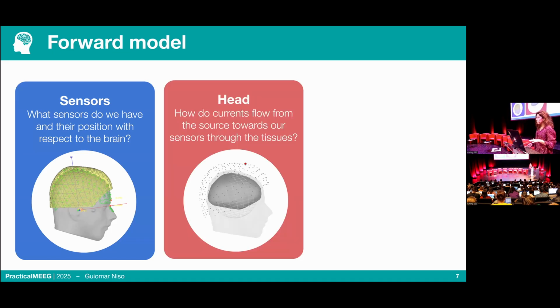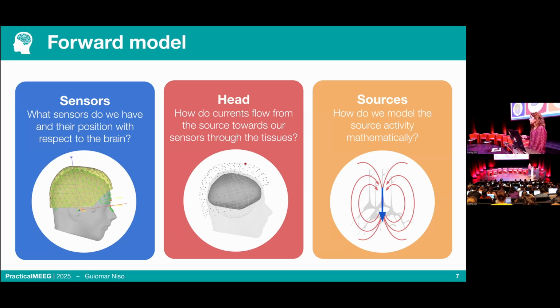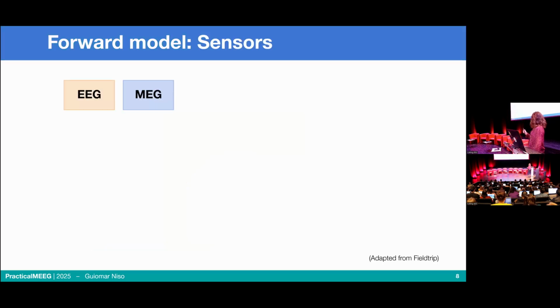So the second thing we have to take into account is the information about our head. Like how do currents flow from the sources inside our brains towards our sensors, throughout the tissues? And this is the important thing. We will have to model the head, as we have seen this morning, and probably you have been doing this throughout the hands-on session. And finally, estimate the sources. How do we model the source activity mathematically? So with these three things, we are going to start little by little, going through all of them.